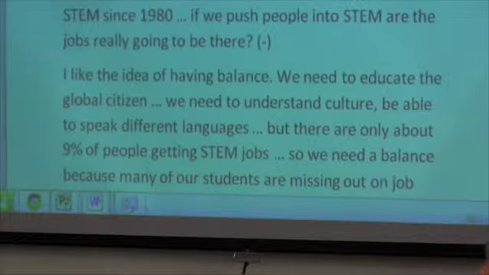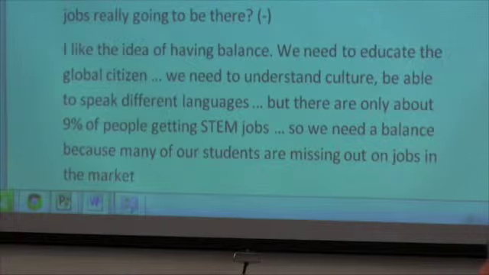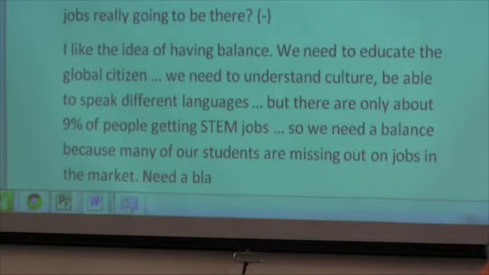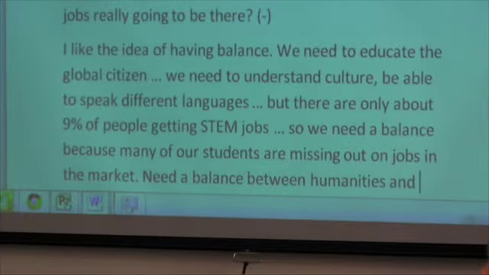So I'm thinking there has to be a balance where, I think, a global citizen has to have a strong component in humanity as well as science. The challenge now is to be able to have this balance so that we produce an educated global citizen.